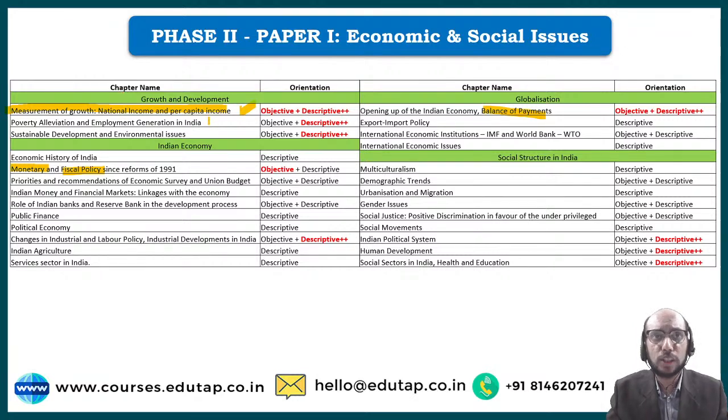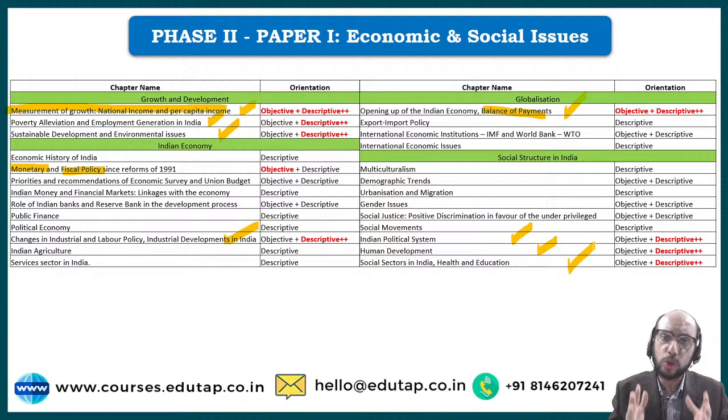Moving ahead, next important chapter so far as descriptive is concerned: poverty alleviation and employment generation. Then your sustainable development chapter is very important. After that, your chapter on industrial and labor policy is also very important. Then your chapter on opening up of the Indian economy, balance of payment is important. Indian political system is important. Human development is important, and they can ask you questions on health, education, and so on. So these are some of the major chapters that you should do.